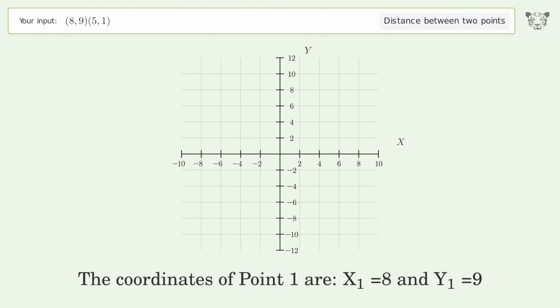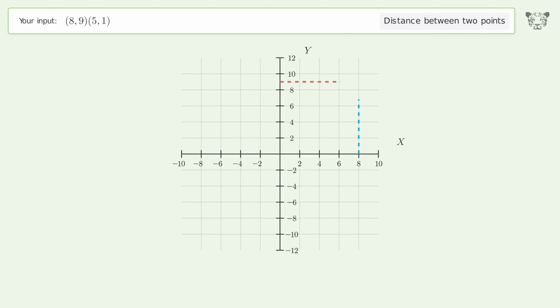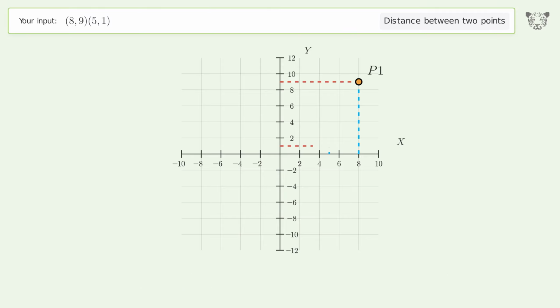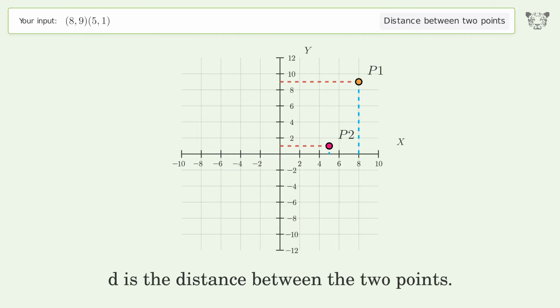The coordinates of point 1 are x1 equals 8 and y1 equals 9. The coordinates of point 2 are x2 equals 5 and y2 equals 1. D is the distance between the 2 points.